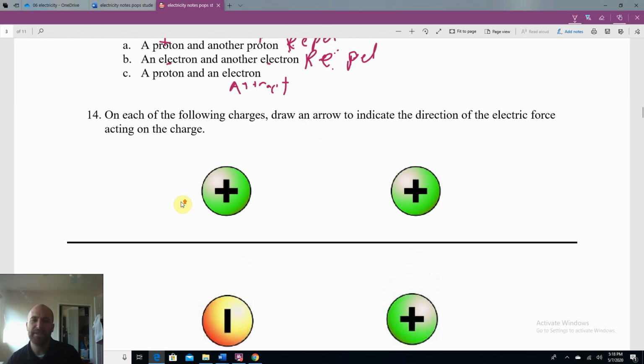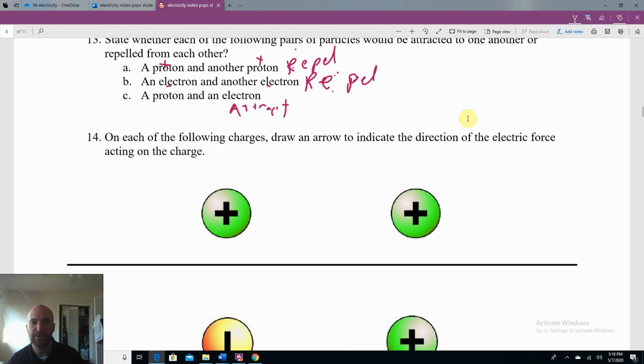Okay, so what does this actually look like? Well, on each of the following diagrams, draw an arrow to indicate the direction of the electric force acting on the charge. So we've got a positive here and a positive here, and again, two positives, like we said for part A, will repel each other, which is just a word that means pushing off, away from each other. So this object will move away, and then this object will move away. That's what I mean by repel. They're both trying to get away from each other. So this one's going to move to the right, this one moves to the left.